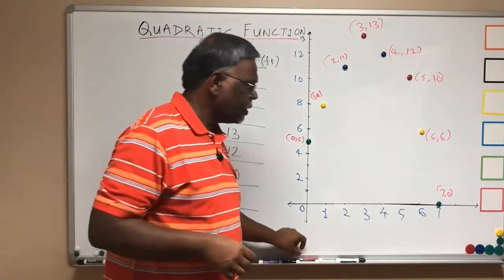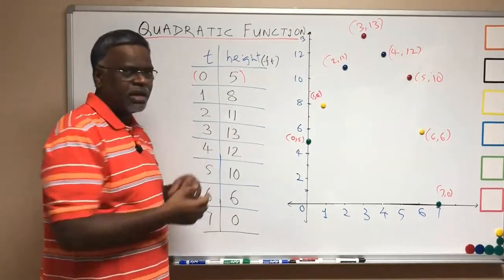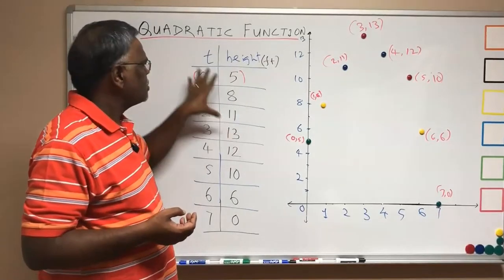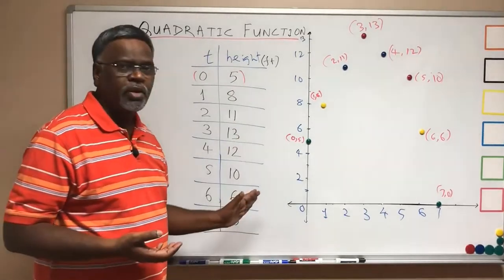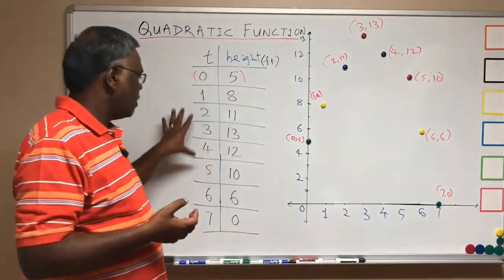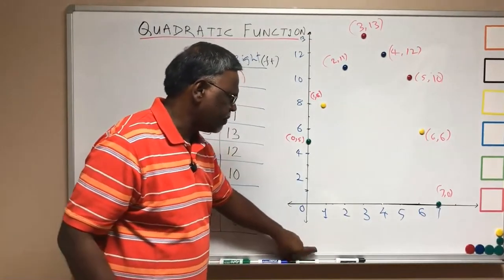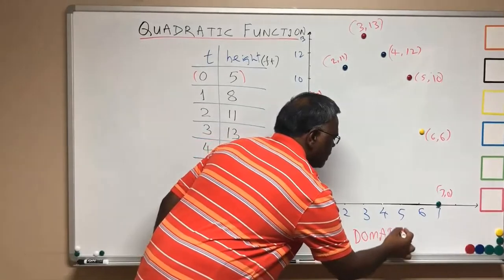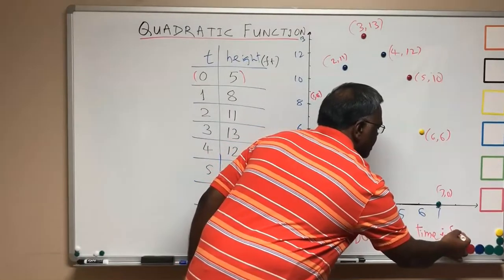Okay, so these x values in this scenario are the time. This time is the input value, and for this particular time, that is the height. So these initial values, which you can also call input, and those are the output values. The values we put in on the x-axis, those input values, you can call them the domain. And what is the domain in this scenario? It is nothing but time in seconds.